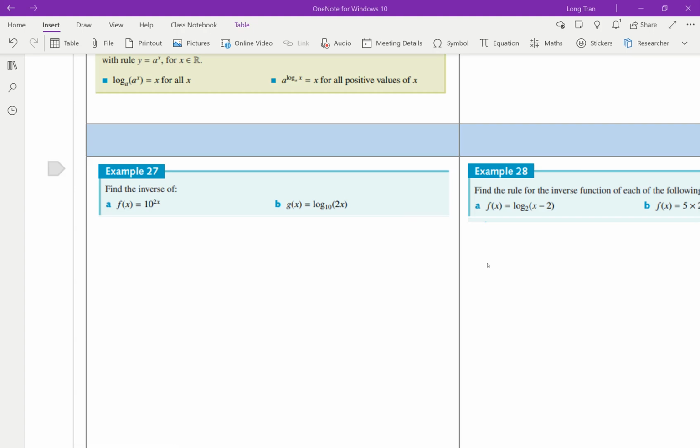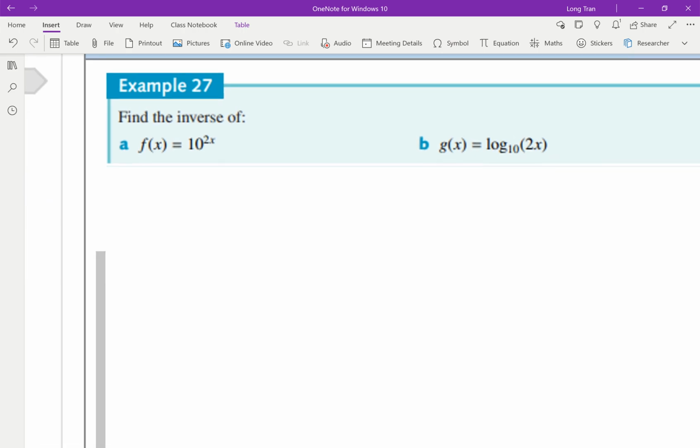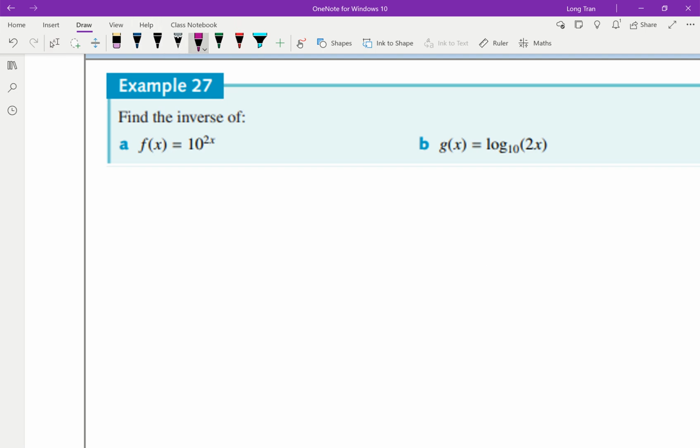Hey there, year 11s. In this example, we're going to be looking at how to find the inverses of exponentials and logarithms. From previous knowledge, we know that to find an inverse, all the x's become the y's and all the y's become the x's.